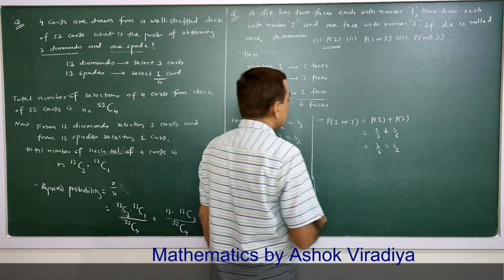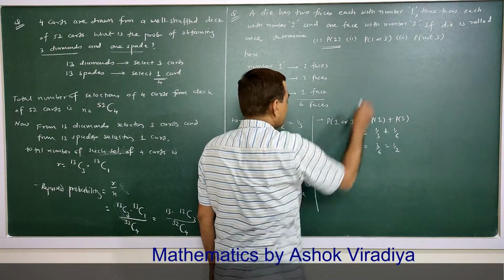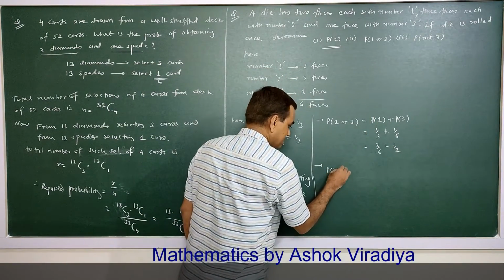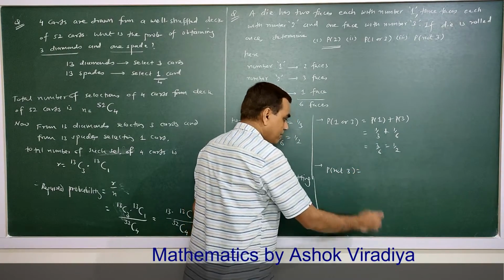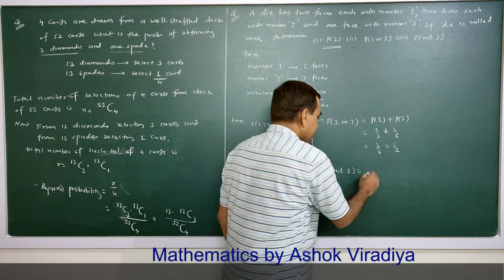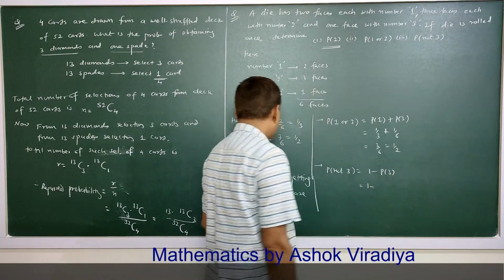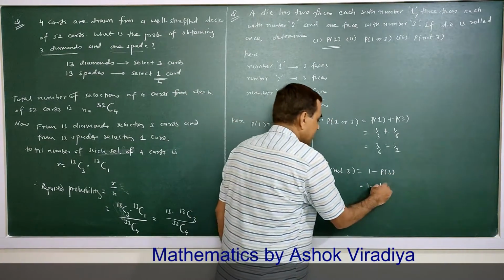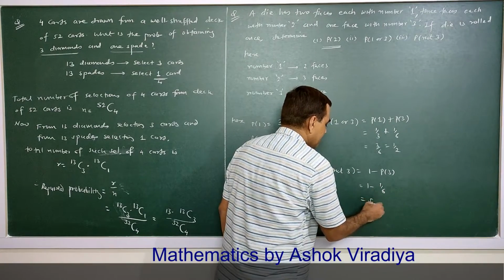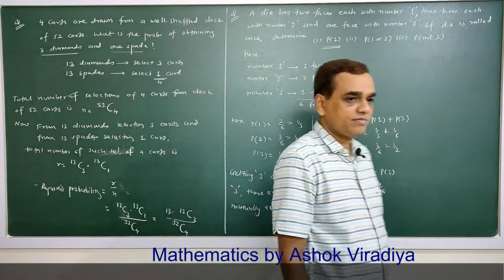Then the probability of not 3 is 1 minus the probability of 3. So 1 minus 1 by 6. So it is 5 by 6.